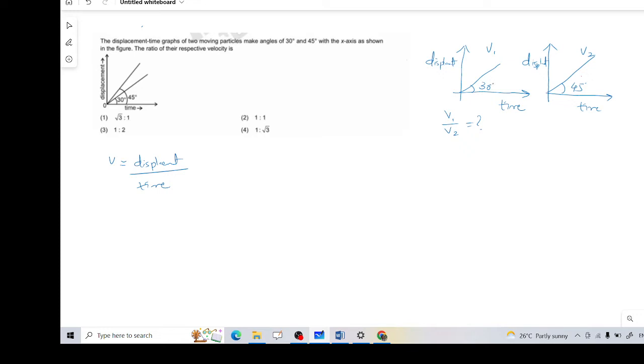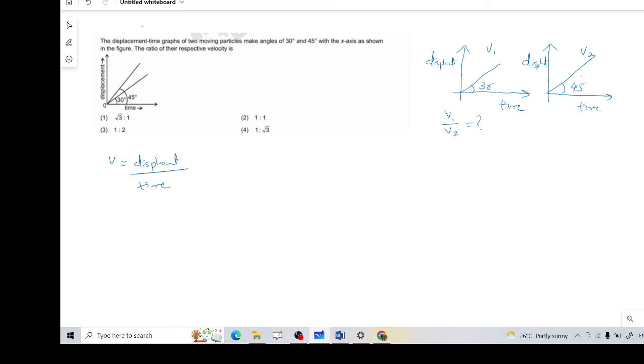What that hint is: the mass 1 is moving by making an angle of 30 degree with the x-axis, and the m2 particle is making an angle of 45 degree with the x-axis. Think for a while, with the help of this trigonometry, how to calculate this velocity v1 as well as v2. If you have got any idea, then it's good, and if not, not to worry.